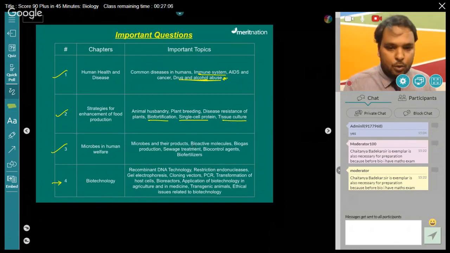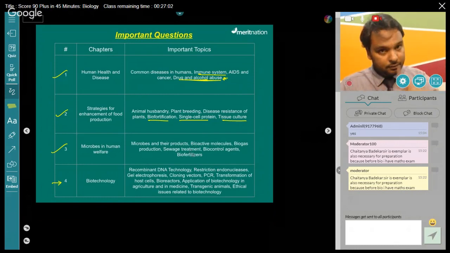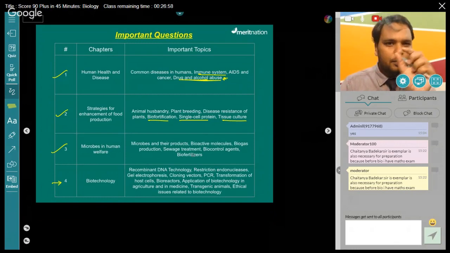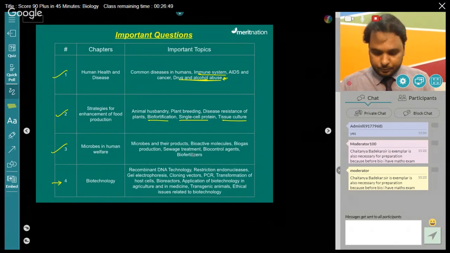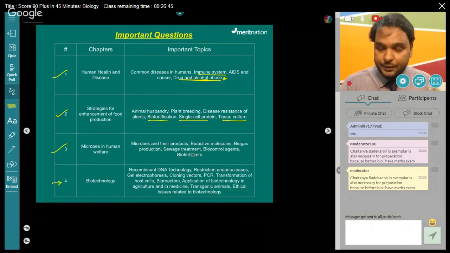Microbes and human welfare, LAB. For this I've told you that you have to read NCERT. There are a few lines that are also asked, for example, LAB, for making curd and all. Then there are immunosuppressants, then there are clot busters. These are small one-liner topics, and there are questions from them. And yes, we'll talk about biotechnology as well. So these are the important topics.